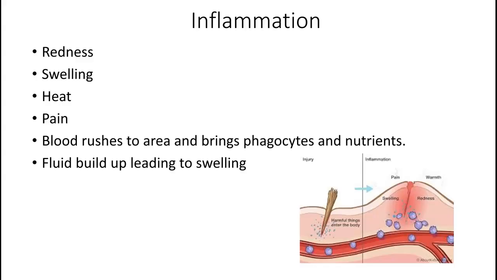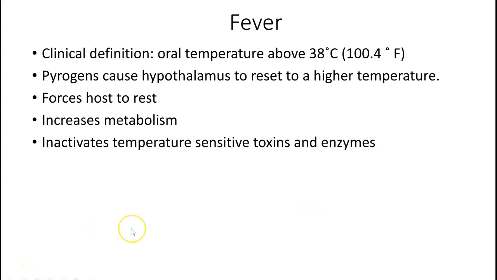So it's kind of like calling in the cavalry. When we get all of that blood to the area, that's going to not only bring the immune cells, but also bring nutrients so that we can feed those immune cells. And then because those blood vessels become leaky, we end up getting that fluid buildup. That's what causes that swelling. That also kind of helps to wall off the area, so if any pathogens are there, they can't travel. So those are the 4 signs of inflammation.